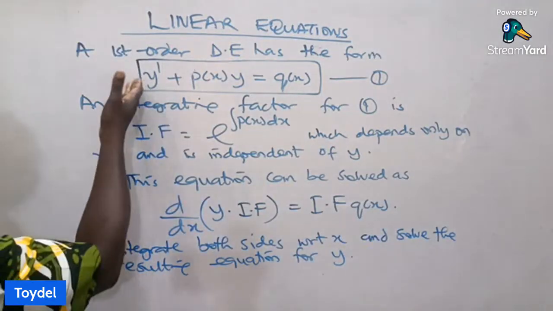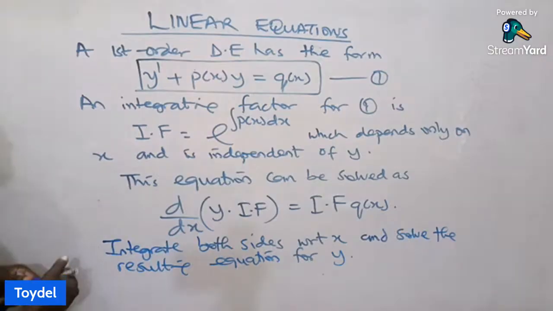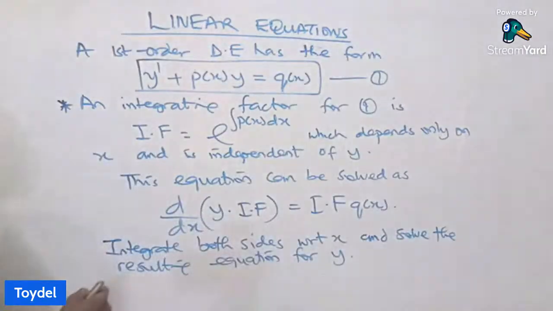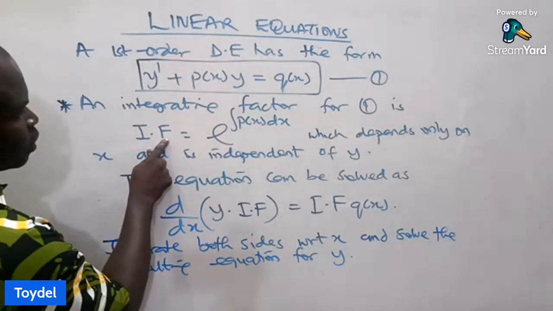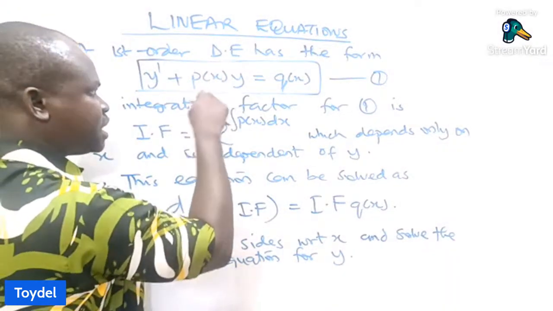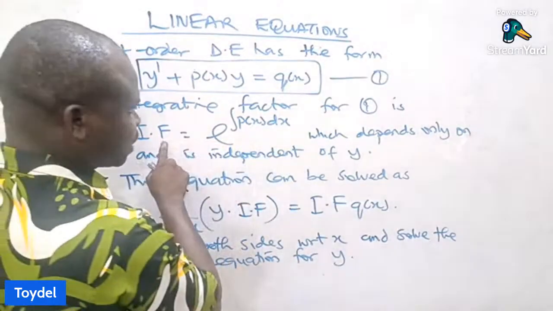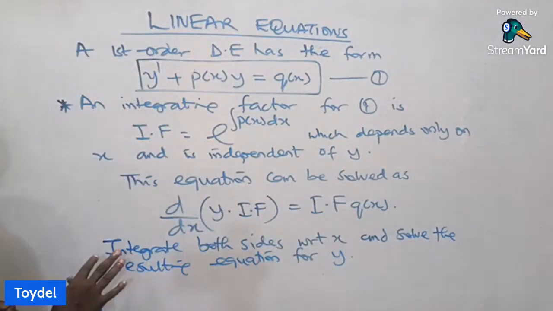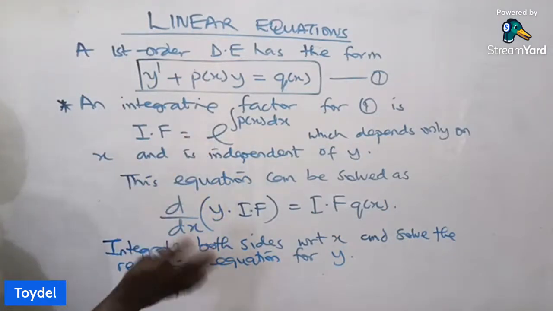So how do we generate the solution to this first order differential equation? We are going to introduce what is called an integrating factor. The integrating factor for this equation 1, which is the general form of linear equation, is equal to exponential integral of P of x dx. This integrating factor depends on x and is independent of y.